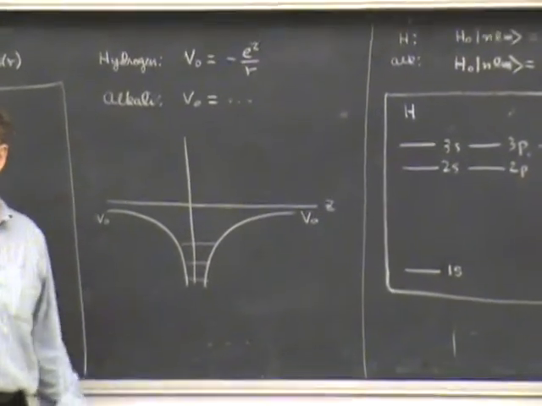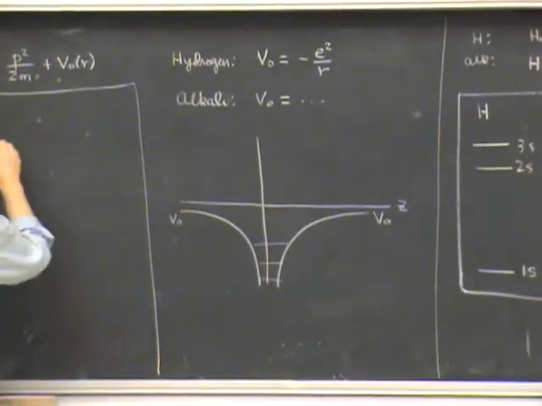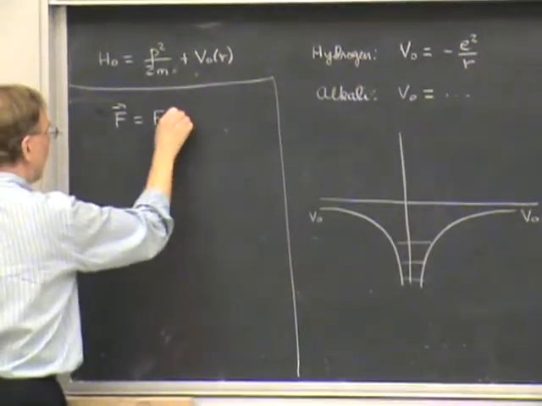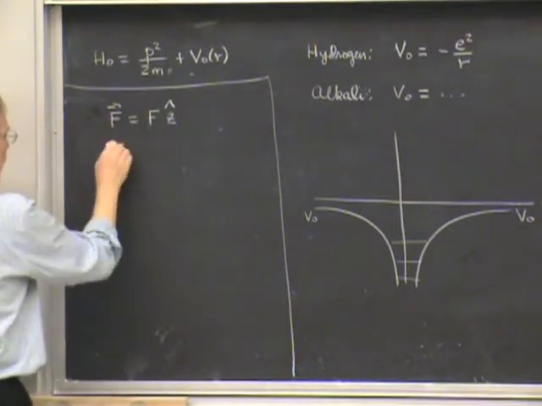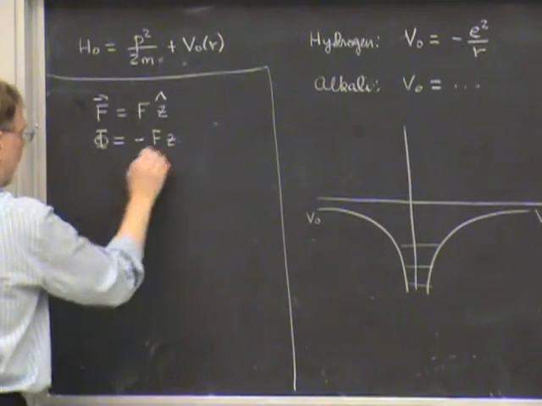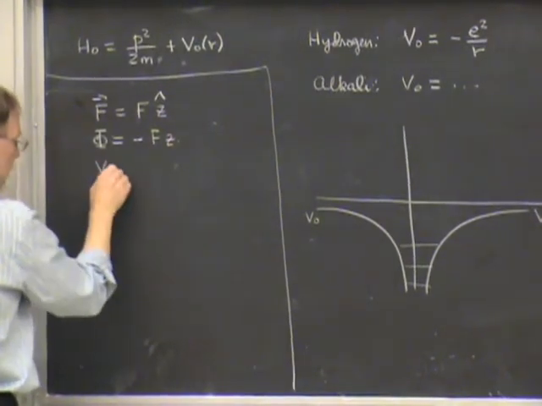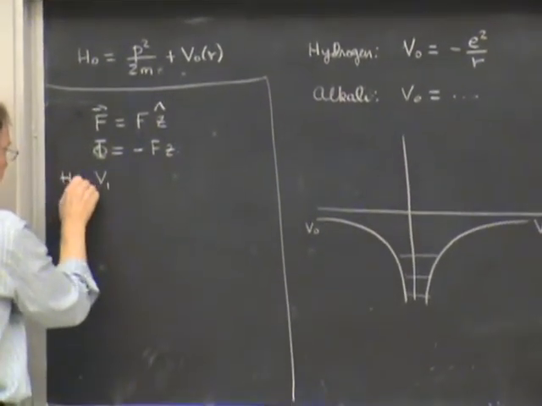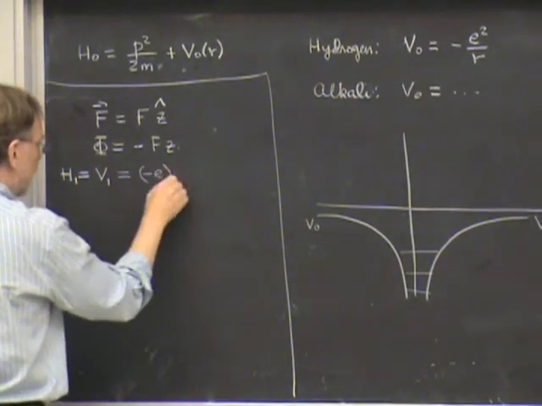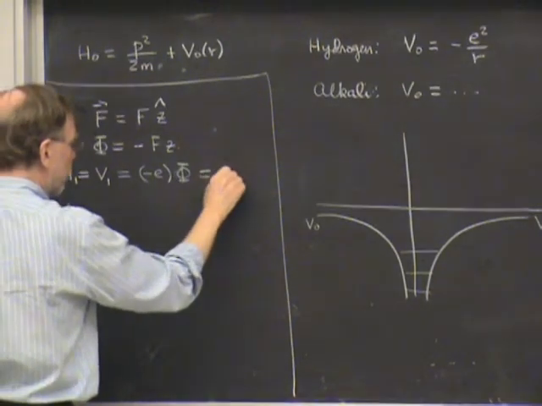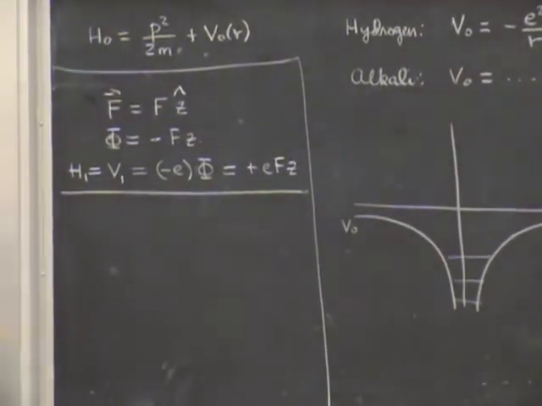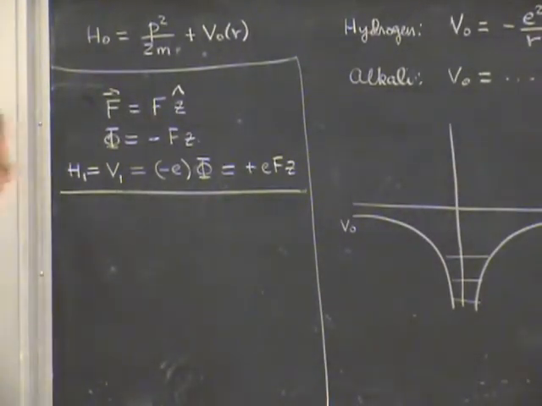I'm going to use the letter F instead of E for electric field, so it's not confusing with energy. Let's write F is equal to the magnitude of F in the z direction, so this is the electric field. This means the electrostatic potential is minus F times z, and the potential that appears in a Hamiltonian, I'll call it P1, you can also call this H1, it's the same as a perturbing Hamiltonian. It's a charge on the electron, which is minus E times phi, and so this becomes plus EFZ, is the perturbation. Okay, so that's just writing down the formula for it.